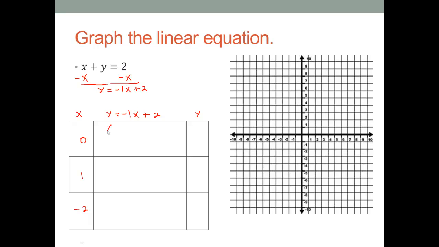So if x is 0, then I would have -1 times 0 plus 2. I'm going to simplify or evaluate that right hand side. Anything times 0 is 0, so 0 plus 2 tells me that when x is 0, then y is equal to 2. That's the ordered pair of 0, 2.